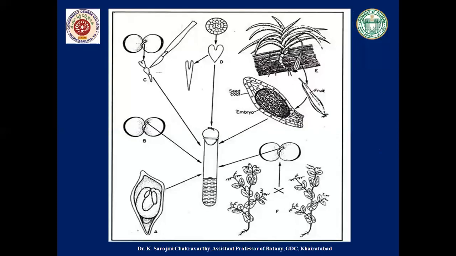This is the picture which shows the 6 categories of embryo culture. The first one is the culture of adventive embryos from polyembryonic seeds. This is the culture of mature and intact seed embryo. And here this is the culture of dissected embryo. So these are the 2 cotyledons, and here you can see one of the cotyledons is attached to the embryo. Here we have dissected this embryo, and this embryo can be cultured.